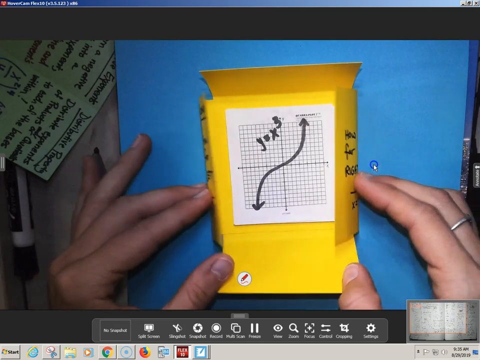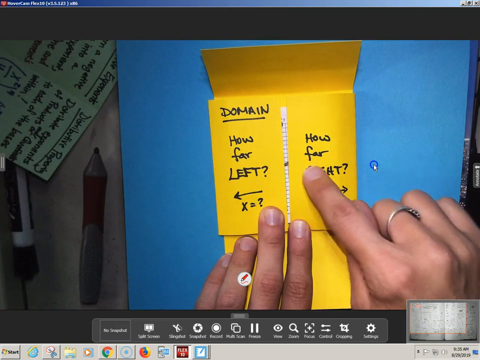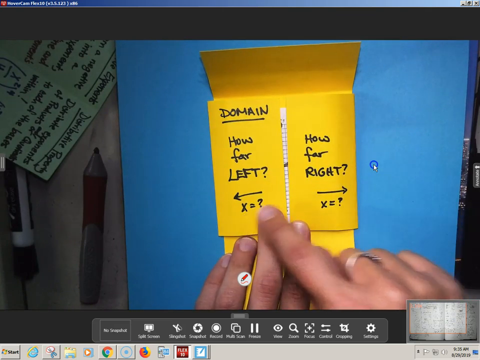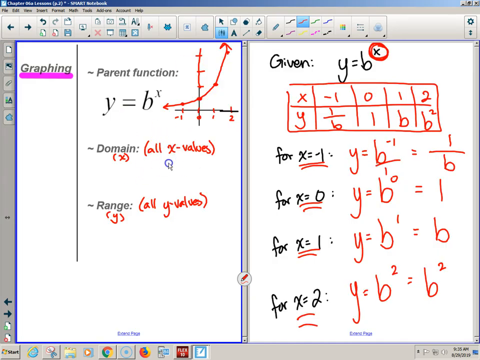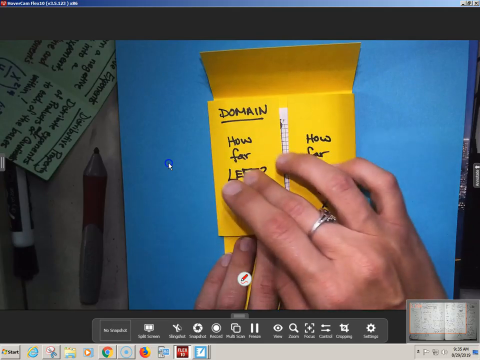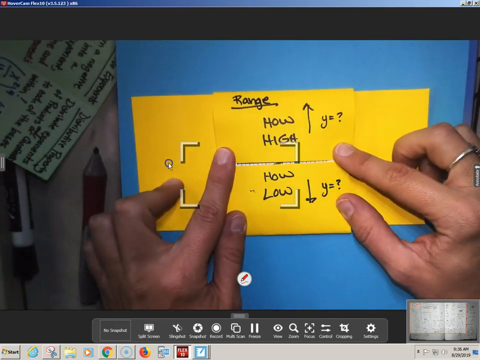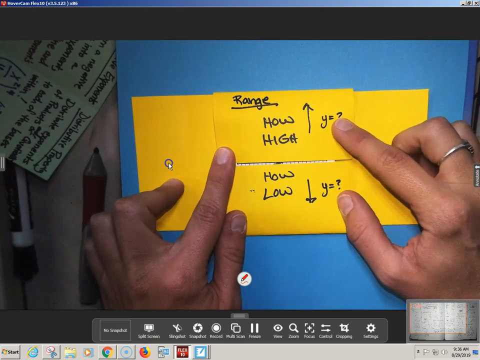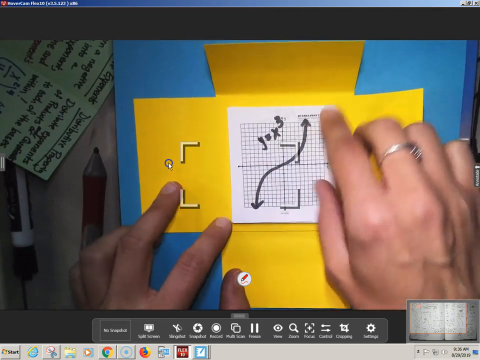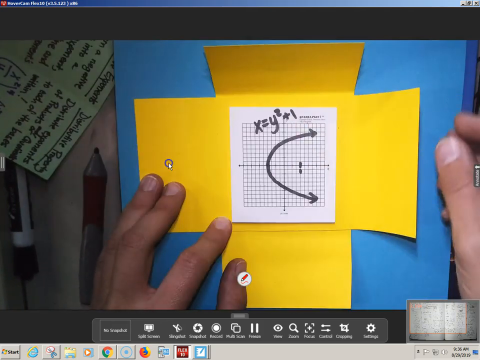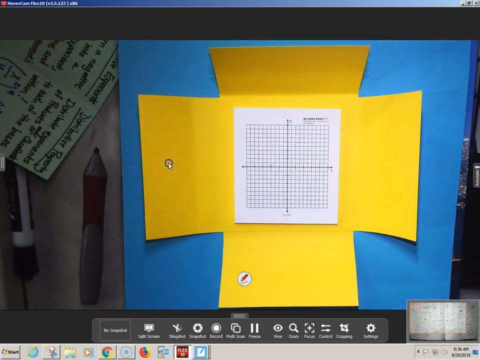To where, if you want to know domain, you have to ask yourself the questions, how far left does it go, and how far right does it go? Because we're asking ourselves, what are the x's, right? Domain, asking ourselves all the x values. Range asks a different question. Range answers how high to how low, because we're looking for the y values or the heights. So if we do that for, wait, that's not what the exponential function looks like. Forget him. Nope, that's not what the exponential function looks like. Forget him.